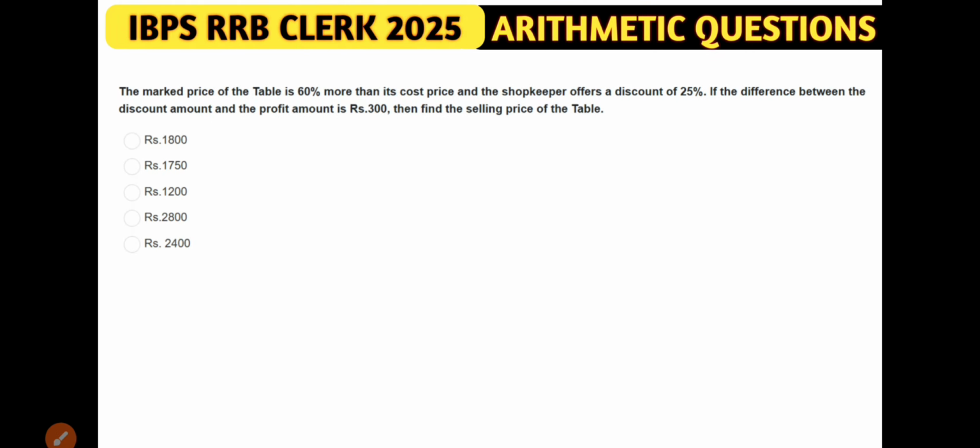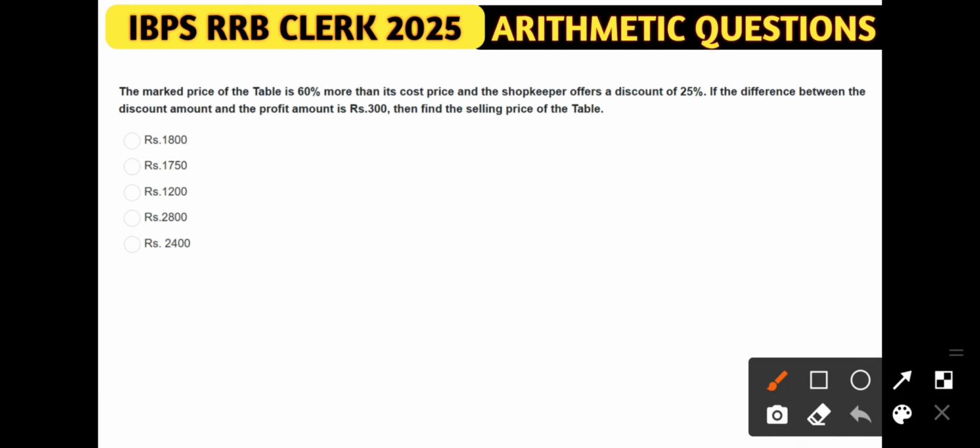Now we are moving with question number 5. The market price of the table is 60% more than its cost price. So let's take the cost price to be 100 and marked above 60%, which means the market price will be 160. And the shopkeeper offers a discount of 25%. So a 25% discount on the market price means 25% is 1/4.